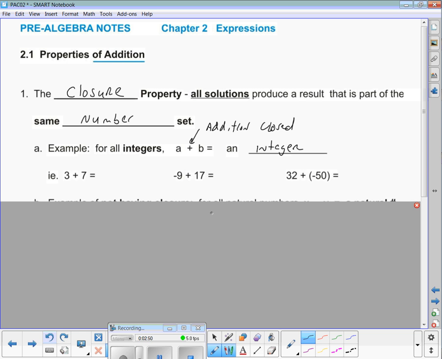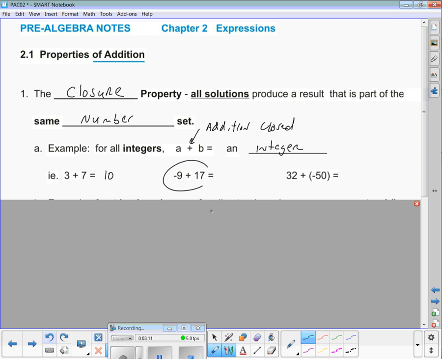Now, you can't try every possibility. And the thing with the closure properties is trying to think of one that does not work. And to be honest with you, I could not think of one that does not work. And I gave you a couple of possibilities. The first example is adding two positive integers. The answer is 10, another integer, and therefore it worked in that example.